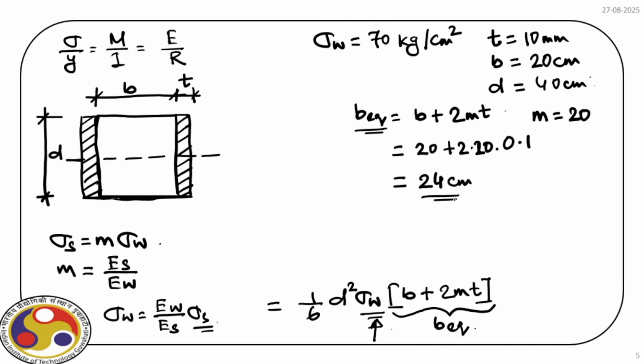Now we can evaluate the moment of resistance MR, which is 1/6, then 24, that is the equivalent width, times the depth of the cross section, D is 40, so 40 square, times sigma W, which is 70, right?